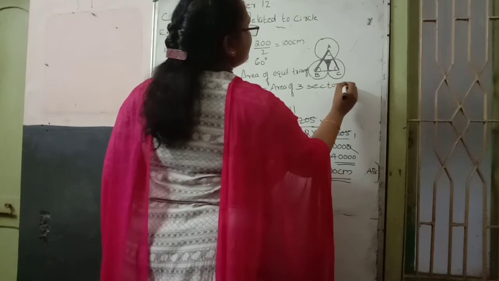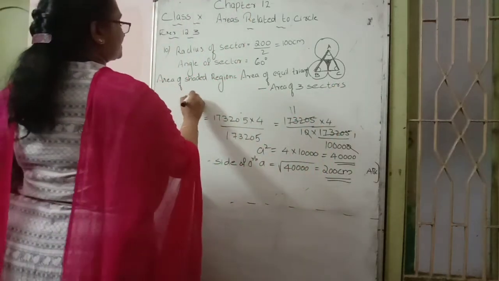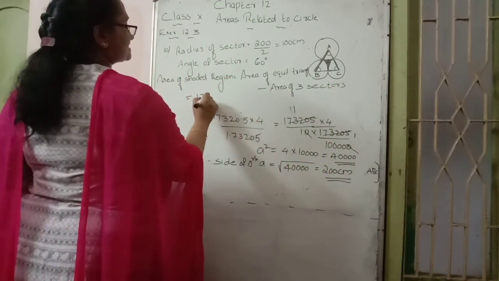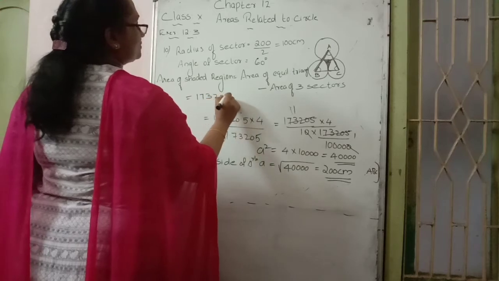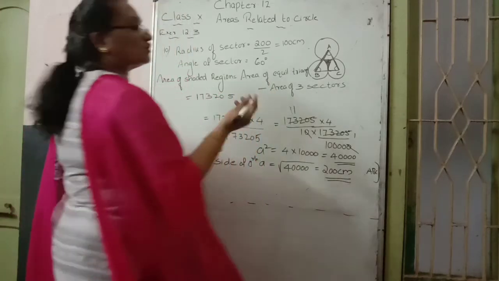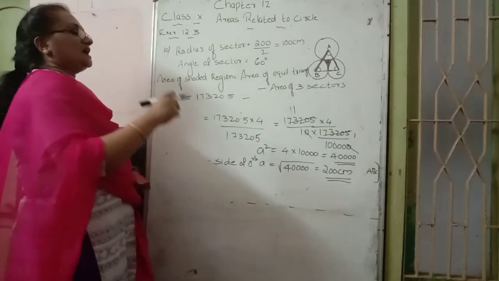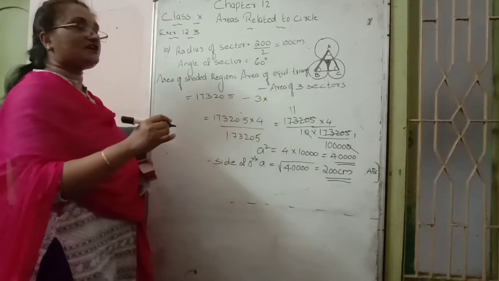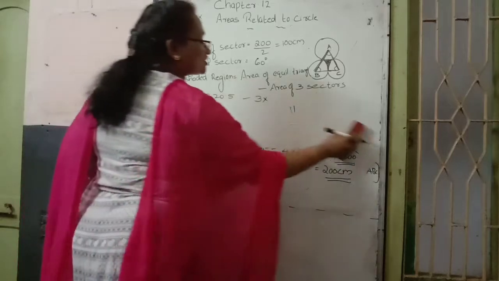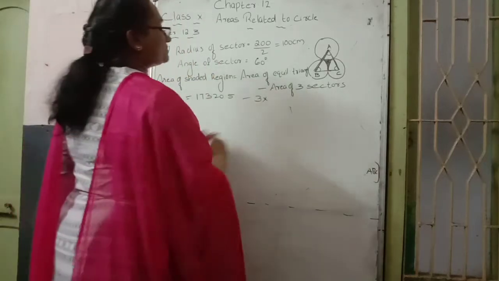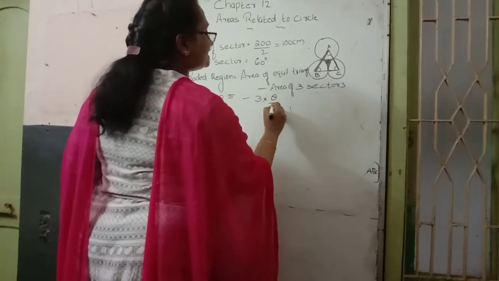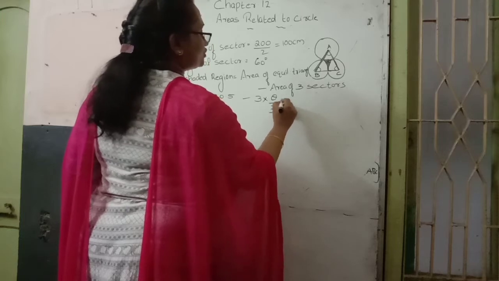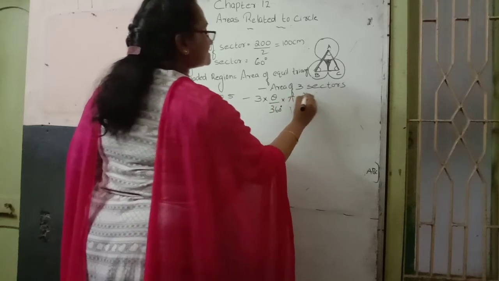Area of 3 sectors. Area of equilateral triangle, they already gave how much? 17320.5 is the area of it, they already gave in the question. Minus 3 into area of sector. What is the formula for finding the area of a sector? Sector formula is theta by 360 degree into pi r square.